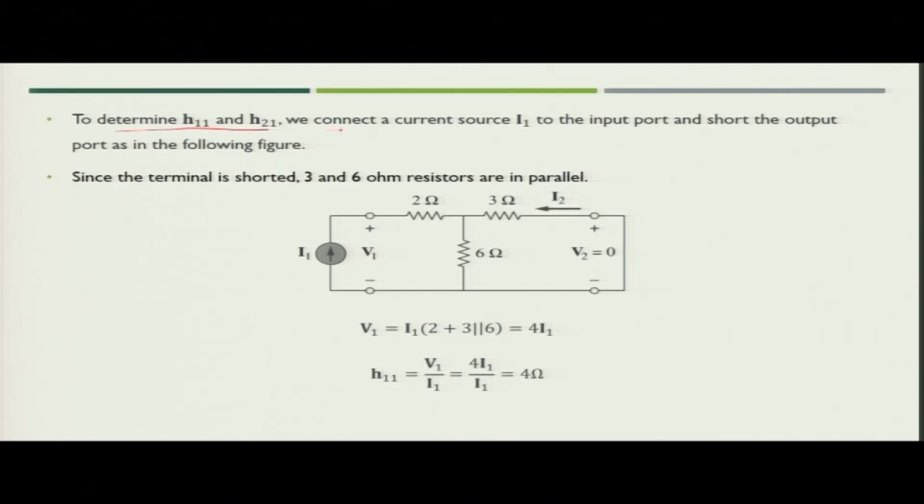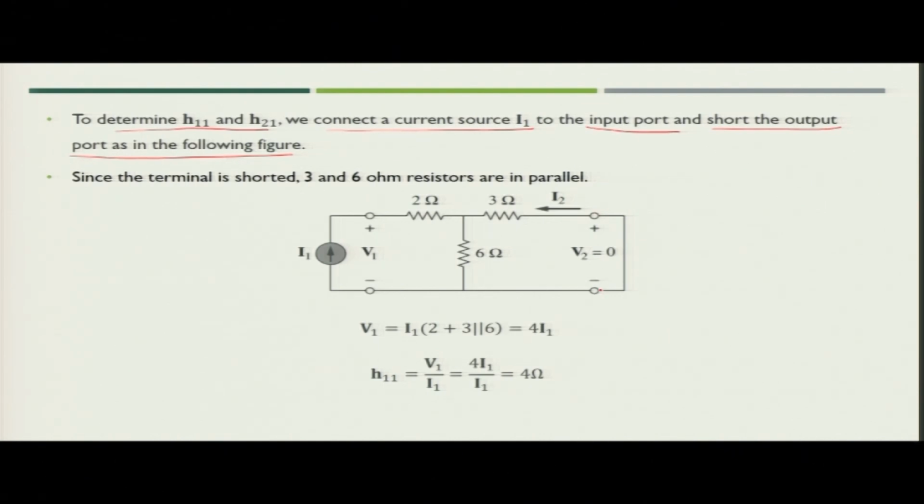How? We will first connect the current source I1 to the input port and short circuit the output port. If you see the updated circuit, here you have the T circuit given in the question. Now, you are making the output port short circuit, meaning V2 is 0 in this case, and you are applying the current source I1 to the input port.